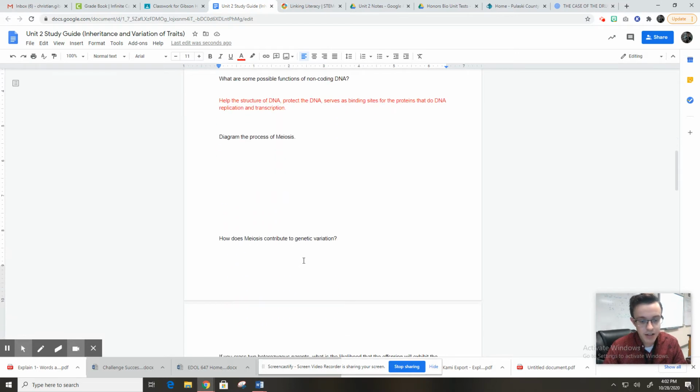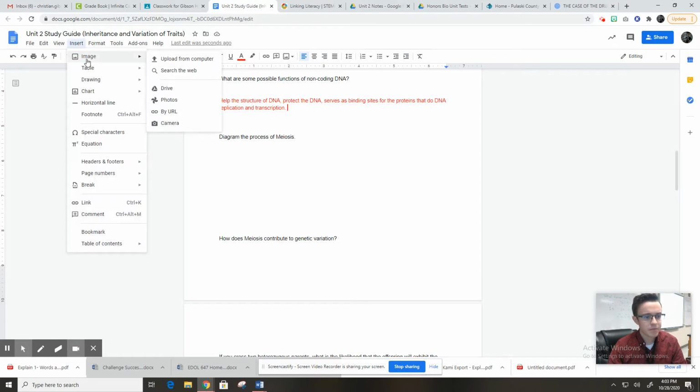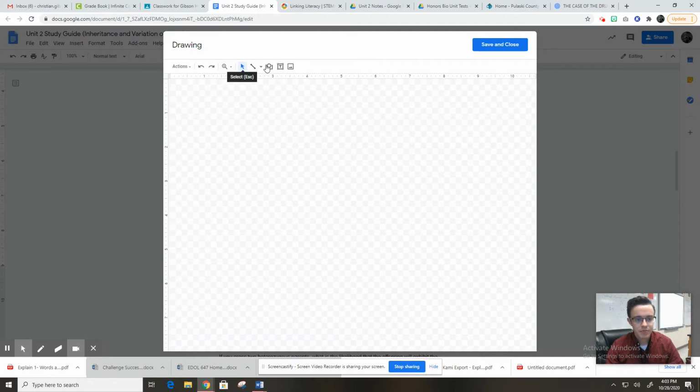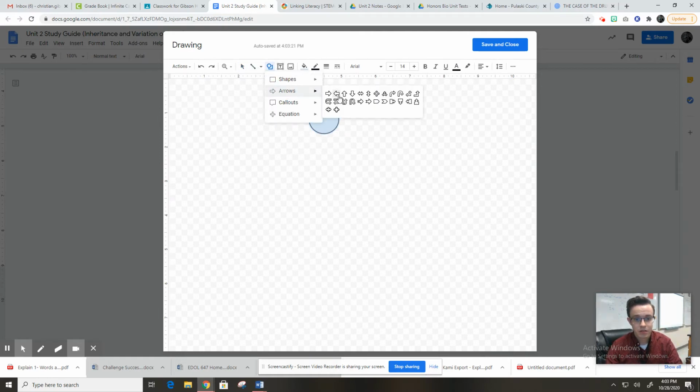Okay. Diagram the process of meiosis. So let's just do that really simply. Let's insert an image right here. Okay, so insert drawing. Okay, so very simply, check this out. You've got one cell that divides into two cells.